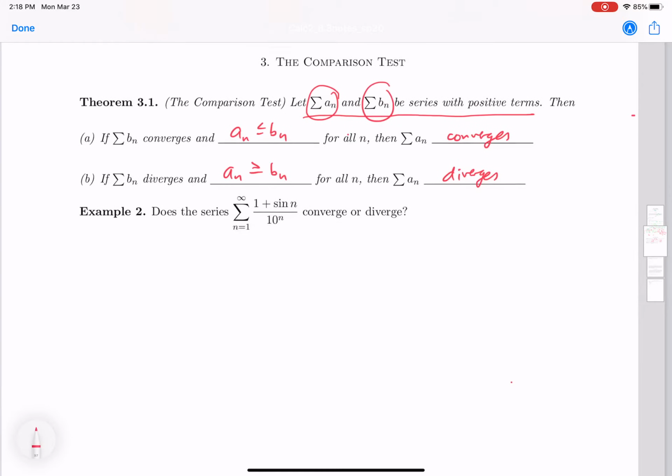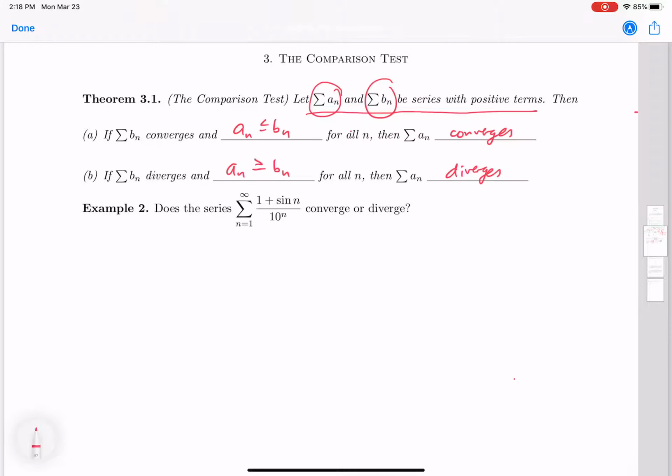So let's do an example of how we can use this. The question is, does the series of 1 plus sine n over 10 to the n converge or diverge? The issue here is that the sine function kind of bounces all over the place. It's kind of annoying, but it bounces really just between 1 and negative 1.